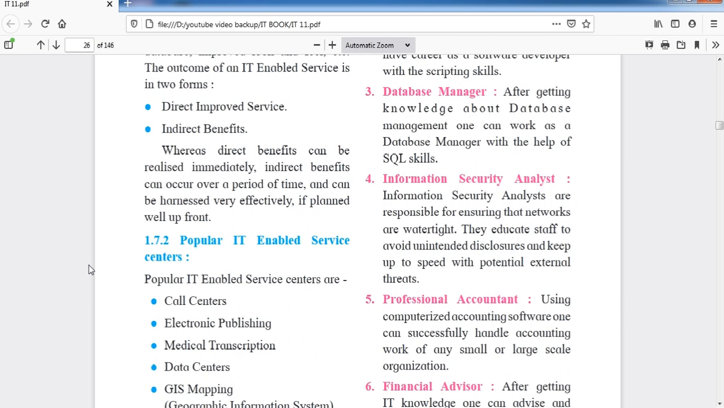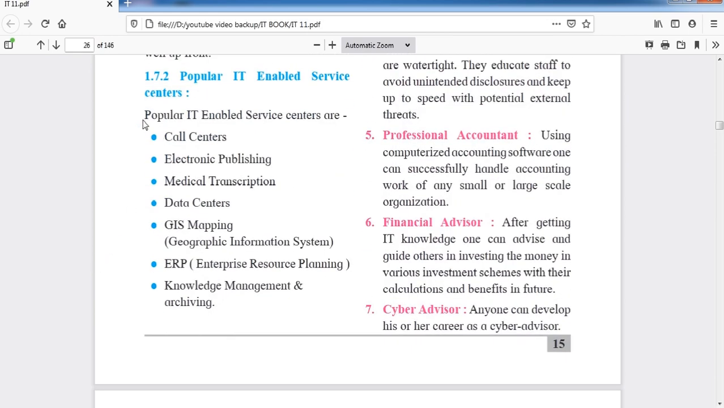If the organization plans very carefully and uses IT enabled services, they can have some direct benefits and some indirect benefits. The direct benefits are immediate, and indirect benefits will take some time, but they will have a very large effect. What are those IT enabled services I am talking about? First, I have already told you about call centers.